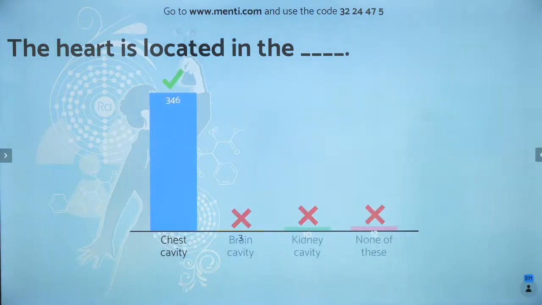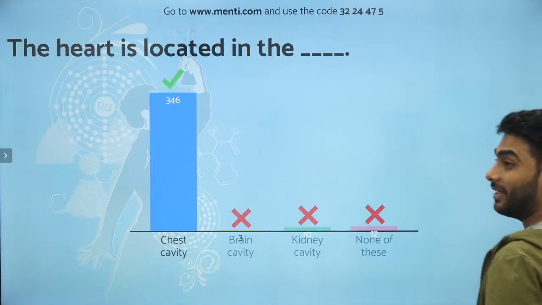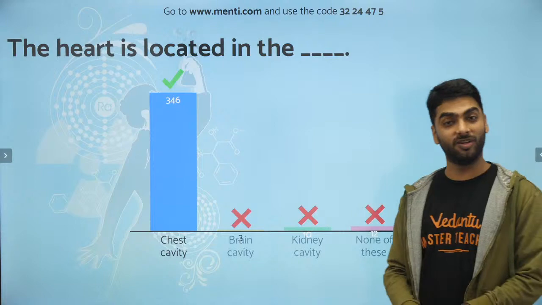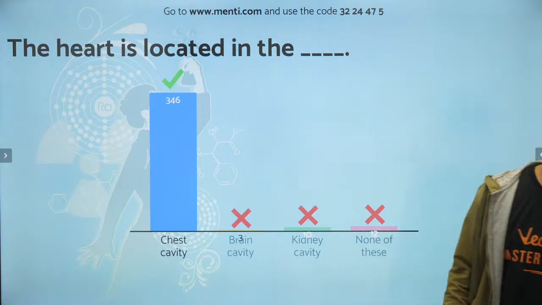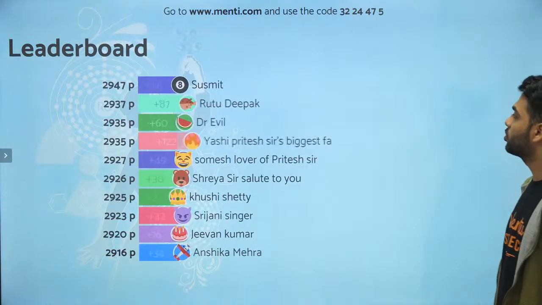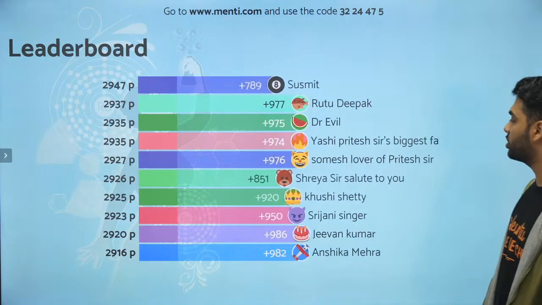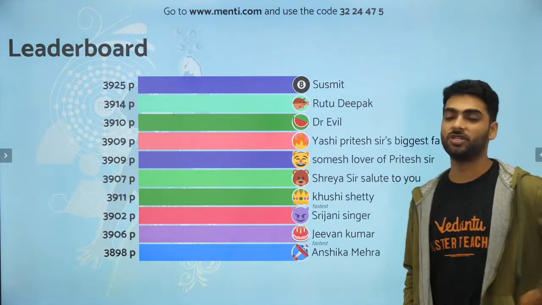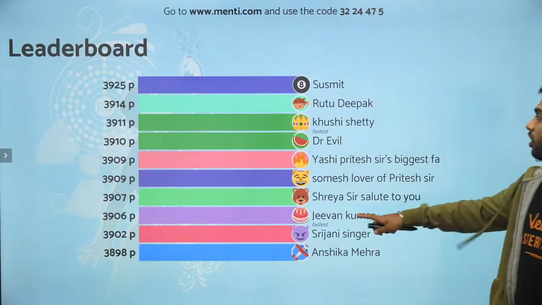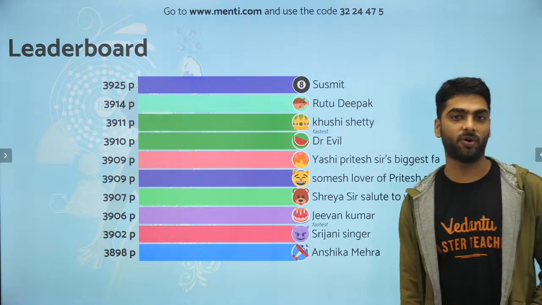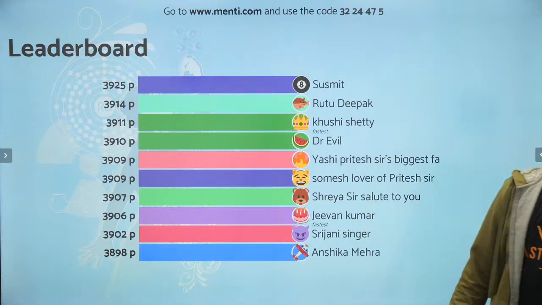Very good, 340 students are correct. Now tell me, I want to know those kids whose heart is in their brain and in their kidneys. I really want to meet them. Okay? Chalo. Looking at the great leaderboard. So, Sushmit, Ruthu, Dr. Evil, Yashi, Somesh, Shreya, Khushi, Shrijani, Jeevan, Anshika. Yashi, Somesh, Shreya, thank you once again. Jeevan, you're the fastest. Sushmit, you're leading the leaderboard with 11 points. Great one. Chalo.